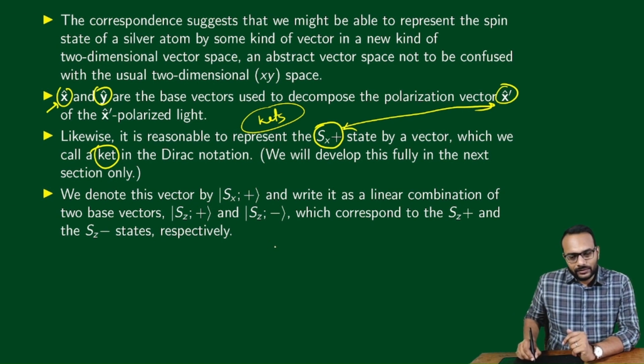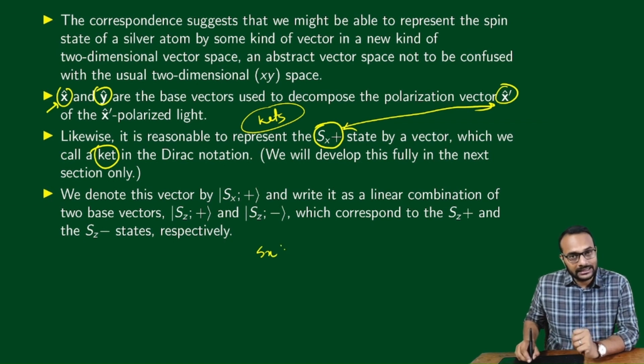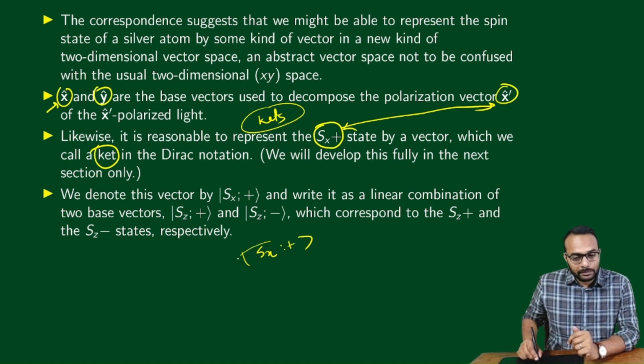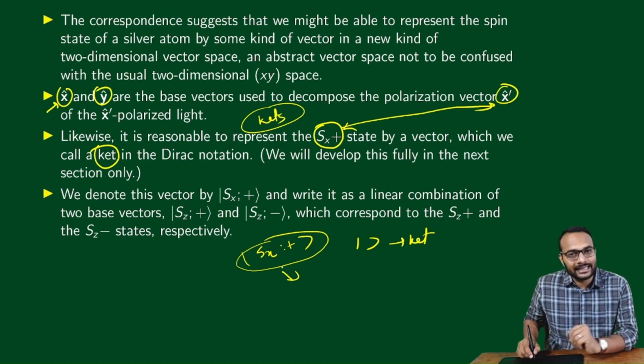So in the case of polarization, we use the hat and prime or vector signs, etc. Here, to denote vectors associated with these spin states, we'll simply use these angled brackets. This is just a notation for now. So Sx plus, this symbol is called a ket. You can call this ket Sx plus.